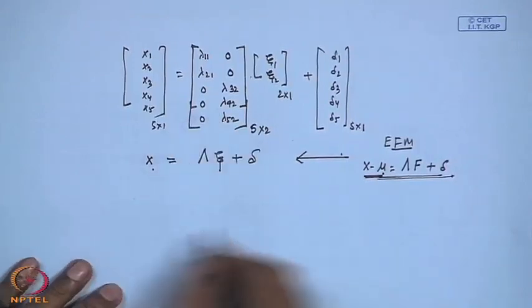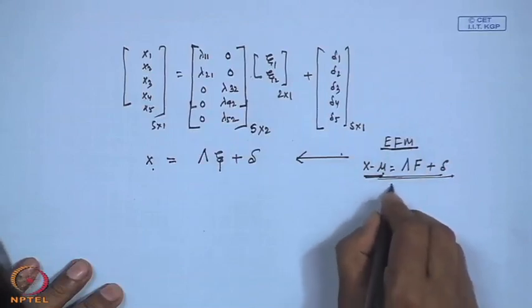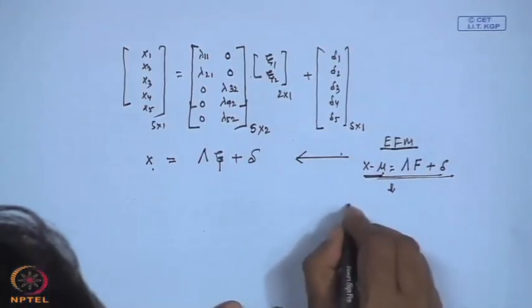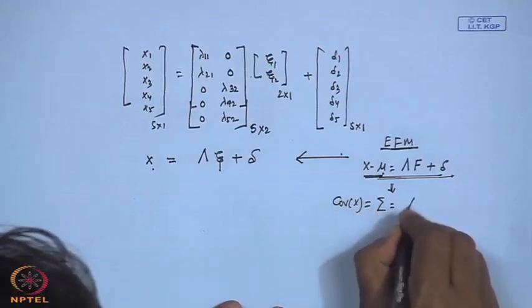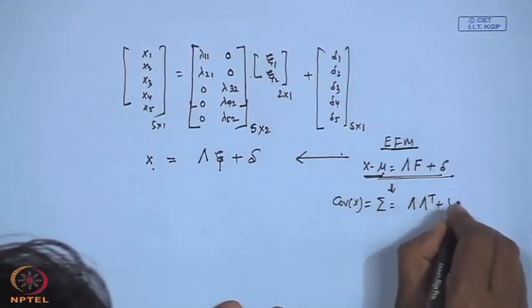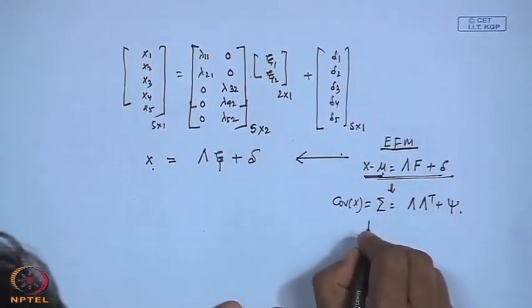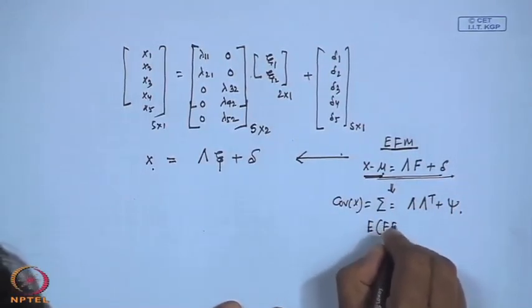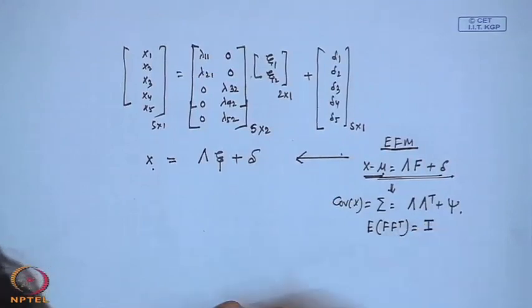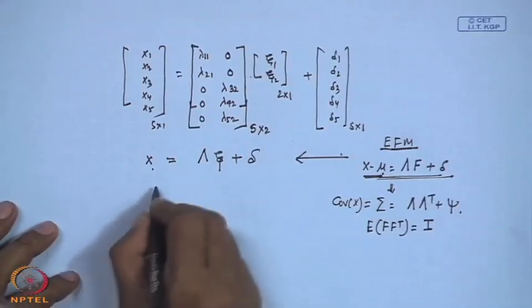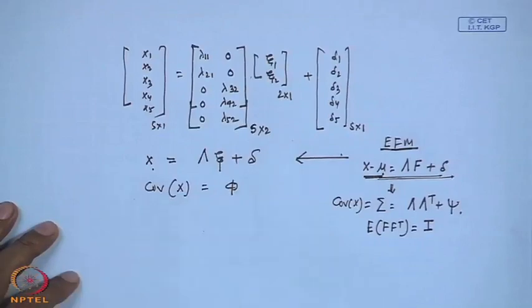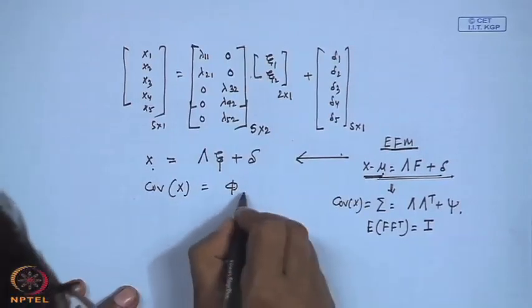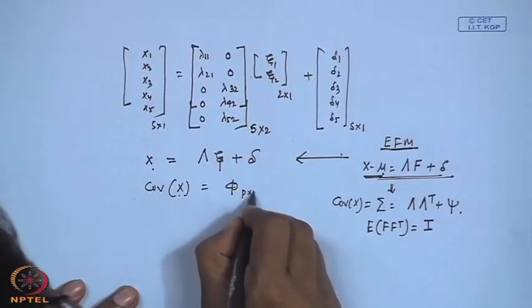The difference is, in the exploratory factor model, when you found the covariance of x, which is sigma, that one is lambda lambda transpose plus psi, because we assume that expected value of f f transpose is I, the covariance between the factors. In this case, we are assuming that the covariance of xi is phi. If there are p variables, it will be p cross p.